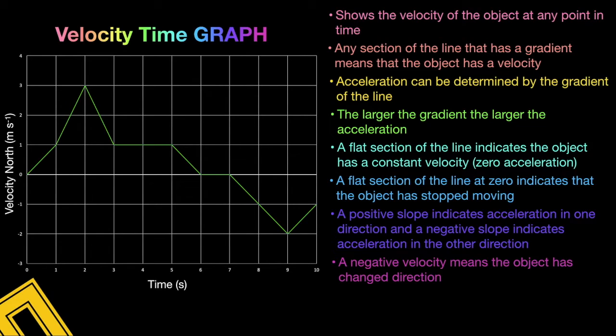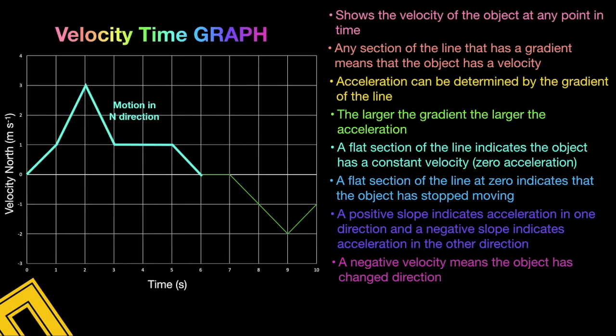Now, a negative velocity means the object has changed direction. So if it's below that axis, it's changed direction, and it only changes direction once it gets past the 0 point. This is confusing because this wasn't the case when we looked at displacement time graphs, where the direction changed when it reached a peak. In this case, it changes direction when it gets to 0 and goes beyond it.